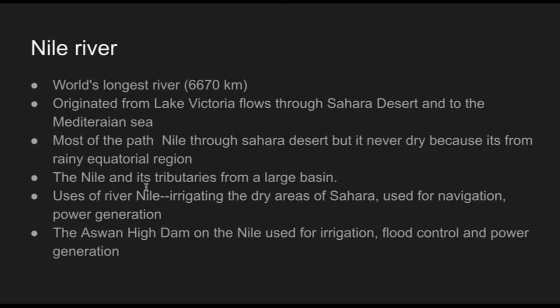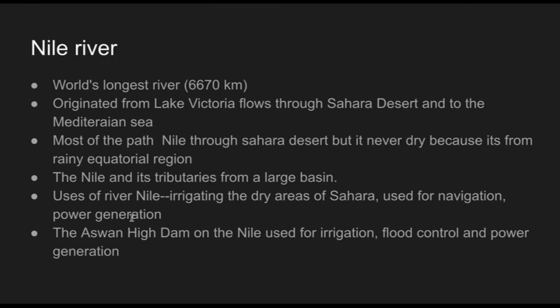And the Nile and its tributaries form a large basin. And what are the important uses of the Nile River? It irrigates the dry areas of Sahara, and it is also used for navigation, and we also get power generation. Hydroelectricity is also made from this river Nile, because it is always getting water. That is power generation, also taken from this Nile River.